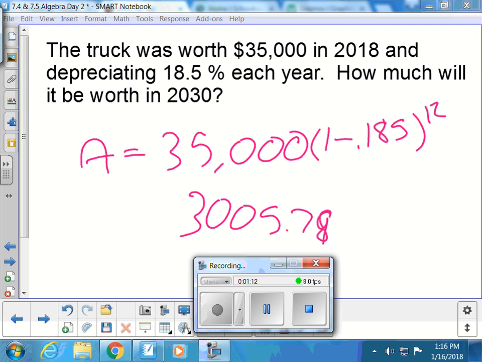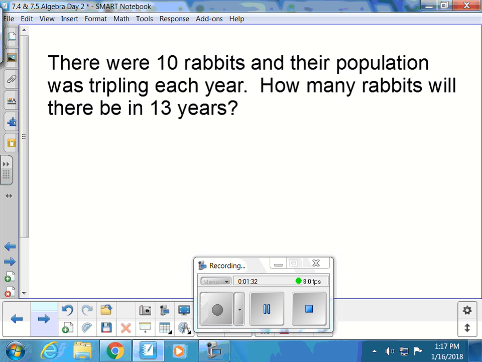All right, thanks to a student volunteer. She talked about depreciating and how you have to have a subtraction sign there. And she also discussed finding out that there's 12 years between 2030 and 2018. You can subtract those years. And that gave the final of $3,005.79.